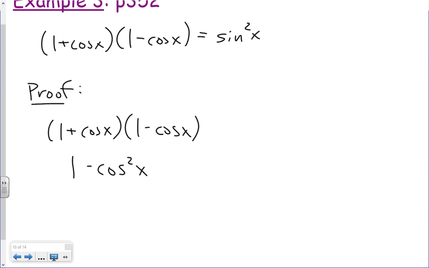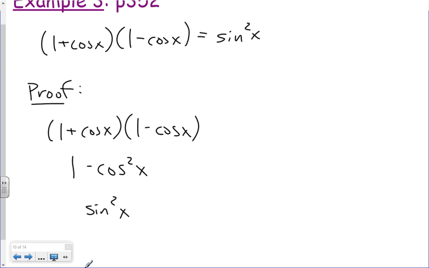And 1 minus cosine squared, again, you need to know your Pythagorean properties here. My Pythagorean property says that cosine squared of x plus sine squared of x is equal to 1. So that means that 1 minus the cosine squared of x is sine squared of x. I know we don't write the Pythagorean property in that form, but you should be able to manipulate that property and recognize this one right here. 1 minus the cosine squared is in fact sine squared. And there we go, we're done.